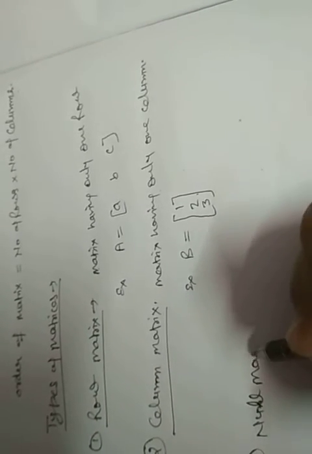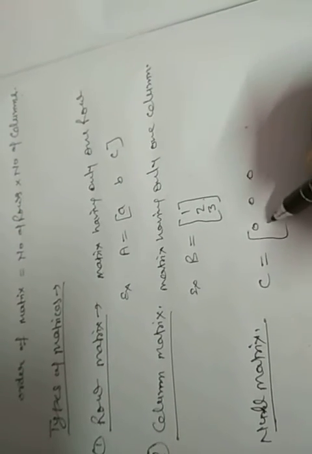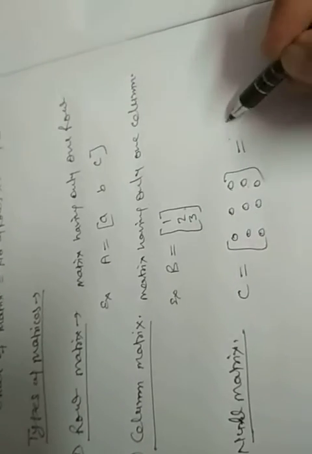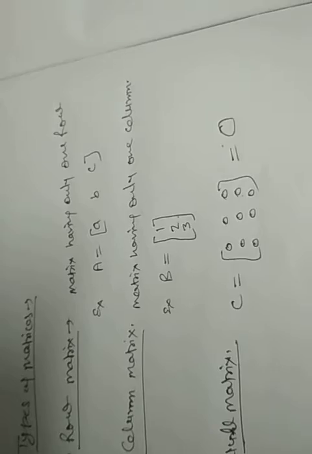Zero matrix or null matrix. A null matrix is one in which all the elements are 0. So if it is a 3 by 3 order matrix and all the elements are 0, that is simply written as a bigger 0. So that tells this is a null matrix.